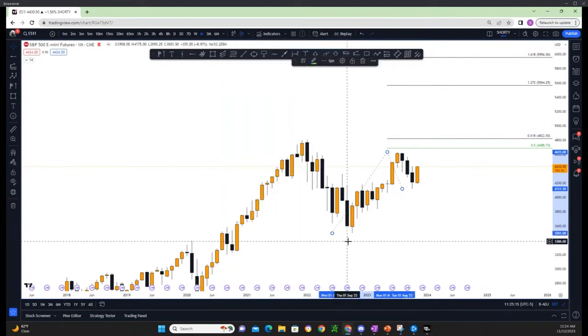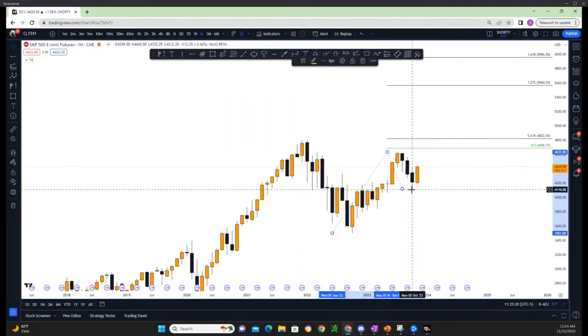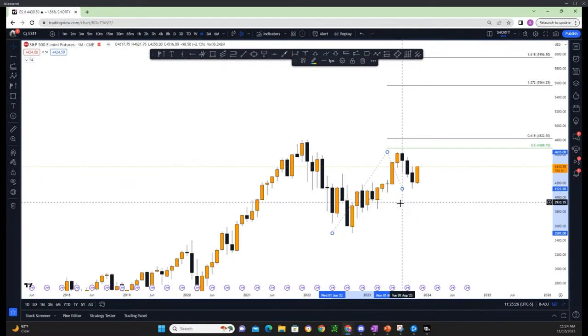Okay. What about if we take fib extensions from here to here and come back to this level and see what it projects in terms of next levels? That's a good one.